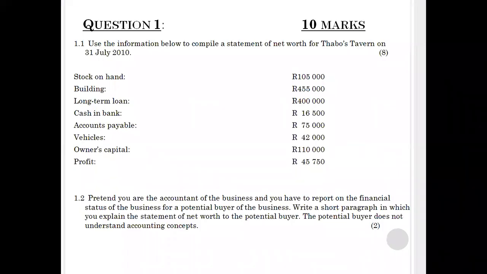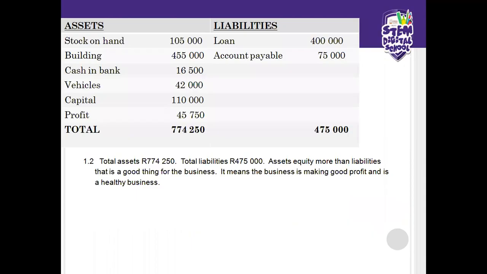The next one is accounts payable of 75,000. Accounts payable will fall under liabilities because you need to pay that. So accounts payable under liabilities, 75,000, and one mark there.